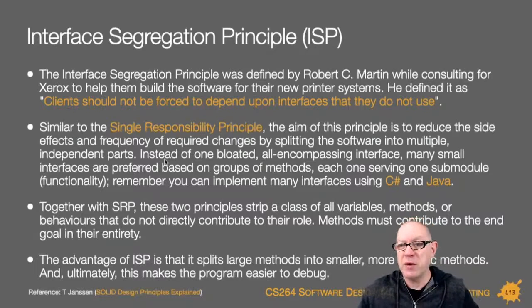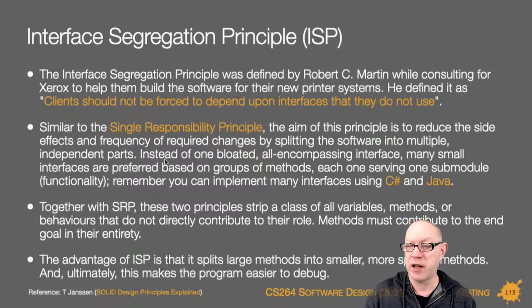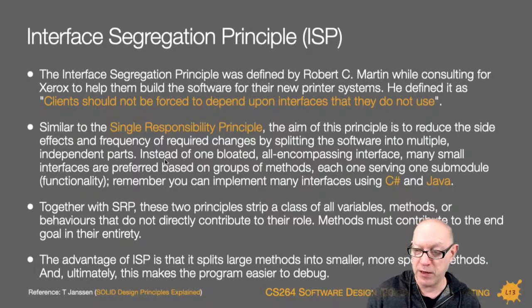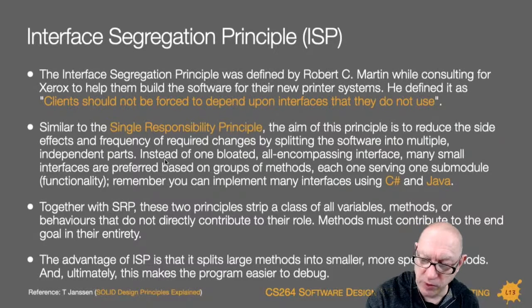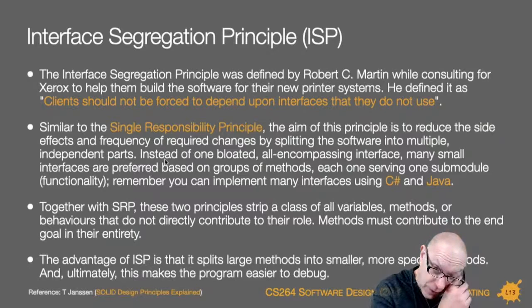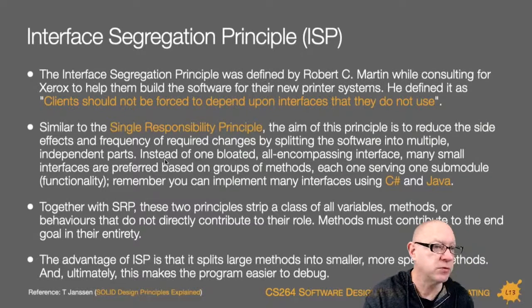So really you see this ISP used with SRP, and the two principles will strip a class of all variables, methods, or behaviors that do not directly contribute to the role. Methods must contribute to the end goal of their entirety. You don't include methods that you might use or would be good to have later. They're really lean with this.